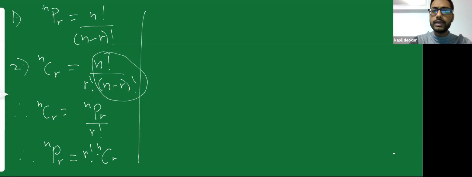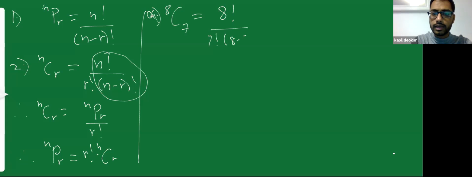So how do we find this value? Similar to that of our permutations. So if someone has asked to find value of, say suppose, find value of 8C7. So it is simple. 8C7 can be written as 8 factorial upon r factorial. What is r in this case? 7. So divide by 7 factorial multiplied with n minus r factorial. That is 8 minus 7 factorial. And what is 8 minus 7? 1.